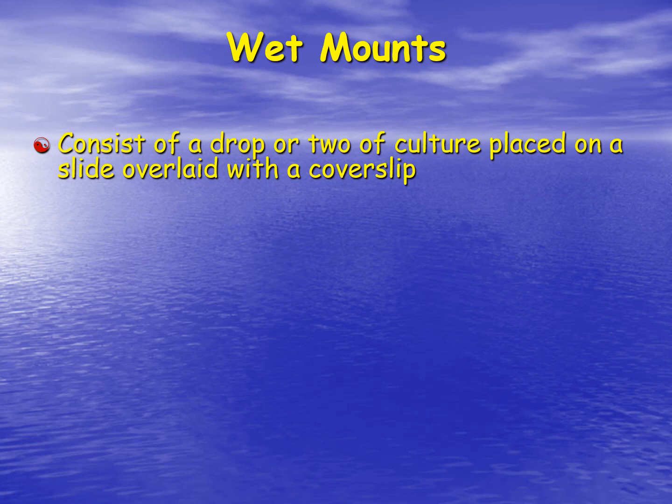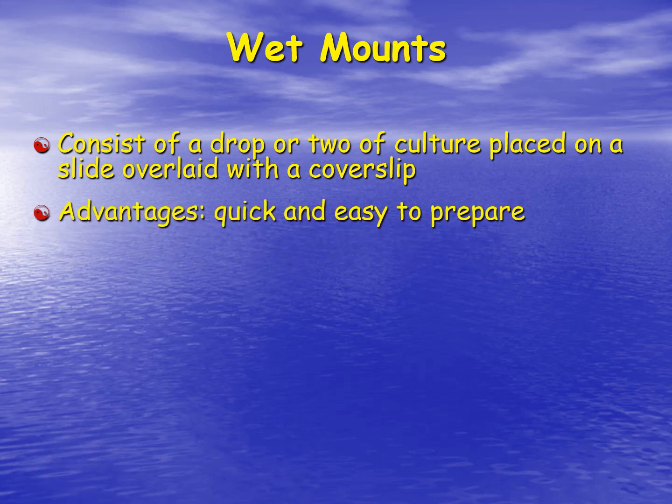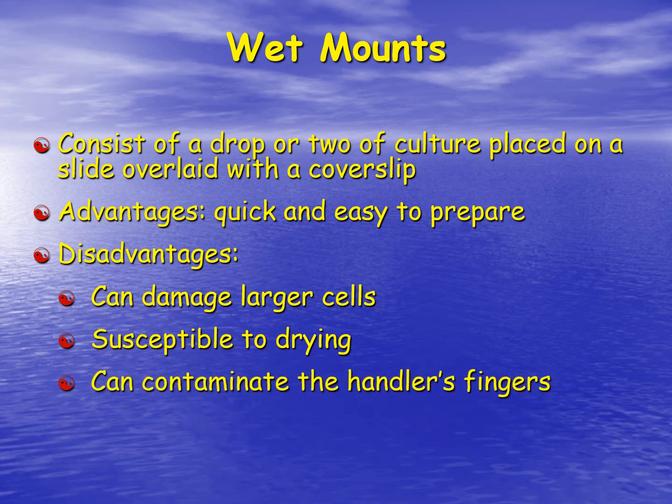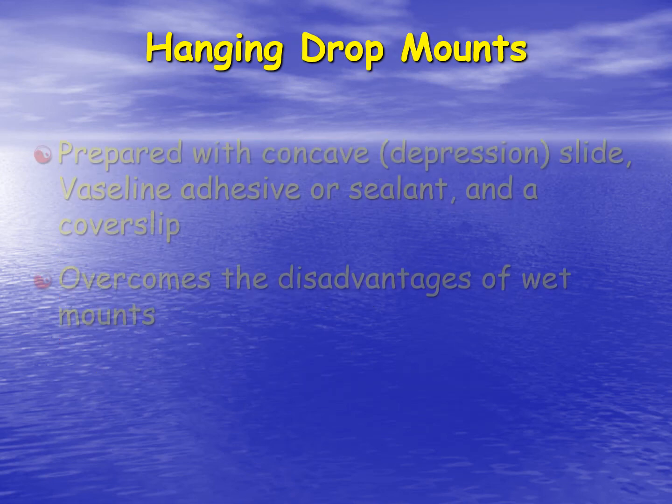Wet mounts will consist of a drop or two of the culture placed on the slide, overlaid with a cover slip. The advantage of wet mounts is they're quick and easy to prepare. The disadvantage is it can damage larger cells. They're susceptible to drying and can contaminate the handler's fingers because these will be living organisms.